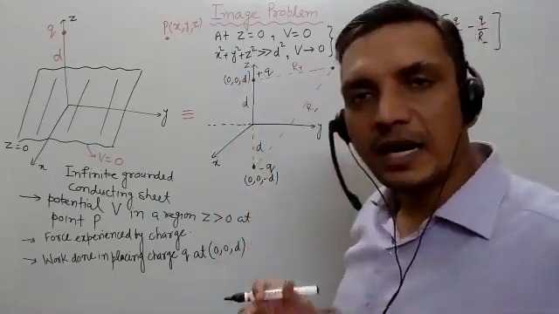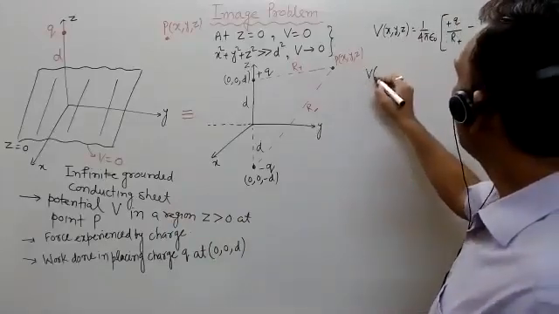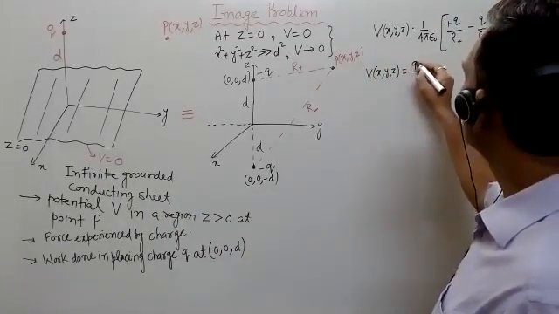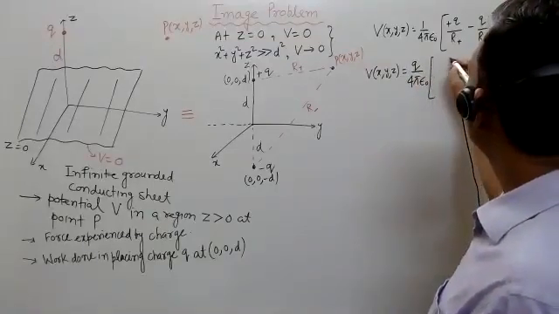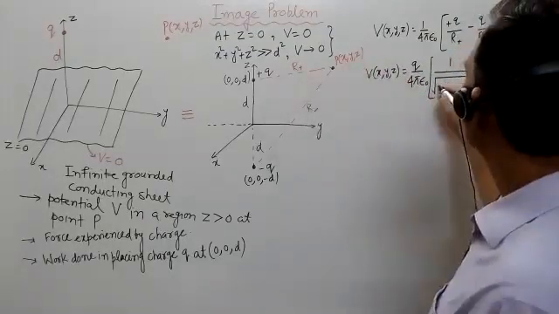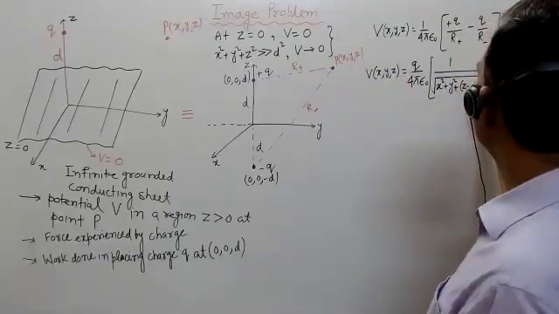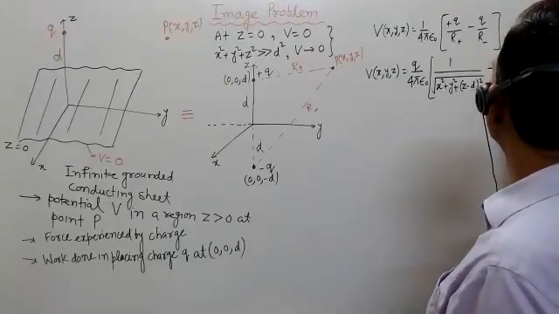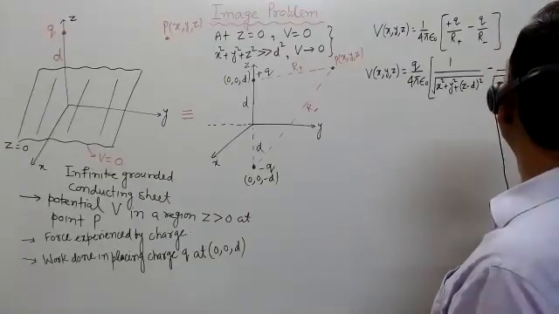Now it's a case of point charge, and you can easily solve the case of point charge. So we can write potential V(x, y, z) as, let's take q common, q by 4 pi epsilon naught, and what will be 1 by r plus? Just see, this is 1 by under root x square plus y square plus (z minus d) whole square, and minus 1 by under root x square plus y square plus (z plus d) whole square.